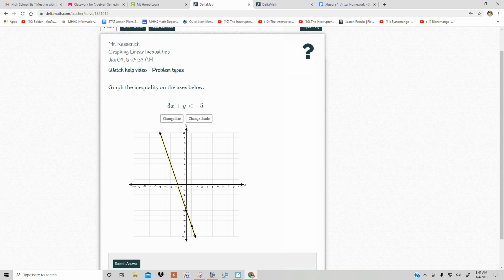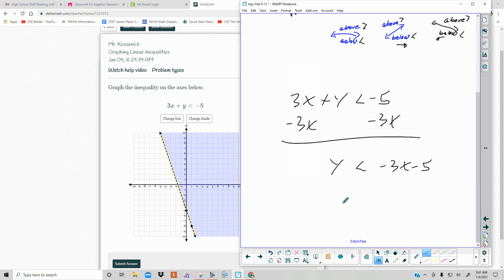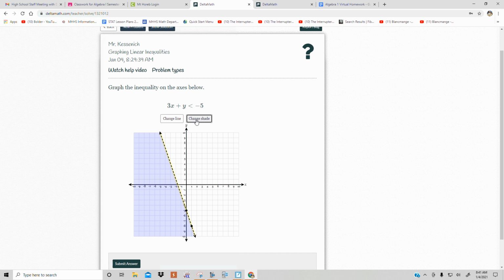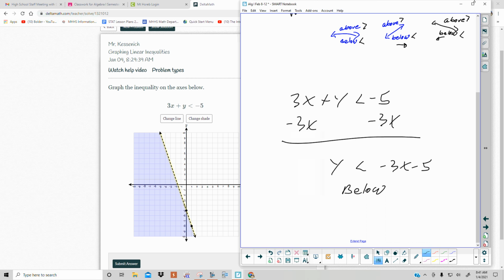Now, I need to change the line because it doesn't have an equal sign. Currently, it's solid. But it doesn't have the equal, so I need to make it dashed. Now, we haven't shaded yet, but click on that. That says above. But it was y is less than, so this is below. So you have to click to shade below the line. And that's your final answer. Lots of moving pieces in this that you guys have to keep track of.